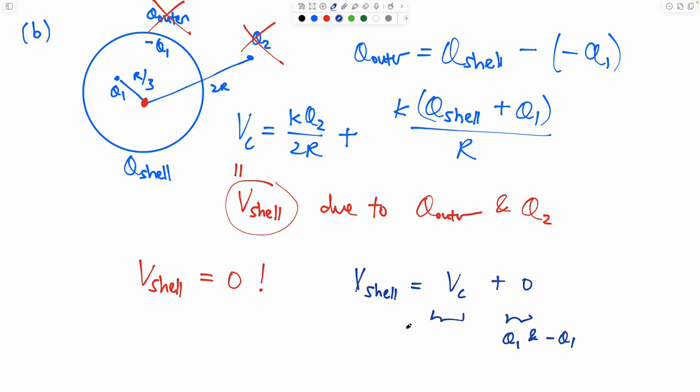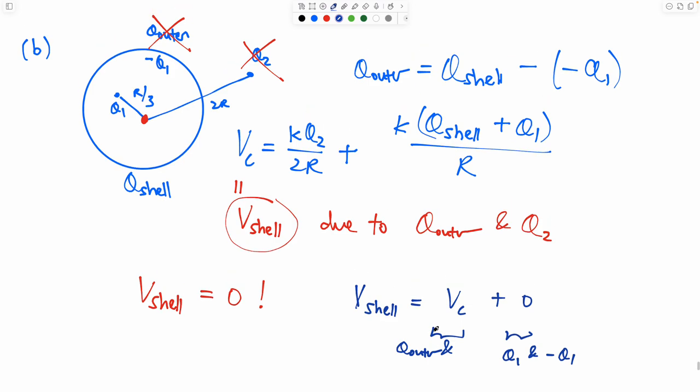This is the contribution of Q1 and negative Q1, and this is the contribution of Q outer and Q2. Does that make sense? So there's four types of charge, but Q1 and negative Q1 collectively produce zero potential difference at the shell.